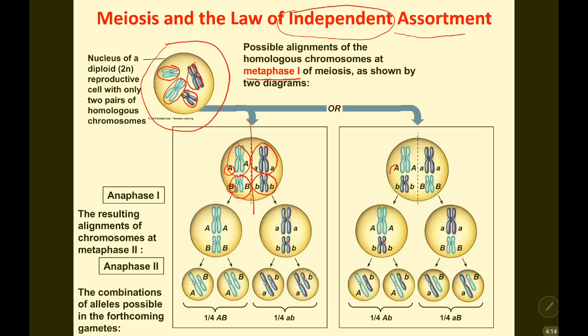There are no rules to say that this big A must always align with this big B. It can be the big A aligned with the small b. The chance is 50% or 50%. Either you can produce big A, big B, or big A, small b. The other chances of getting the gamete are small a, small b, and small a, big B. So we have four different possibilities: big A big B, small a small b, big A small b, and small a big B.